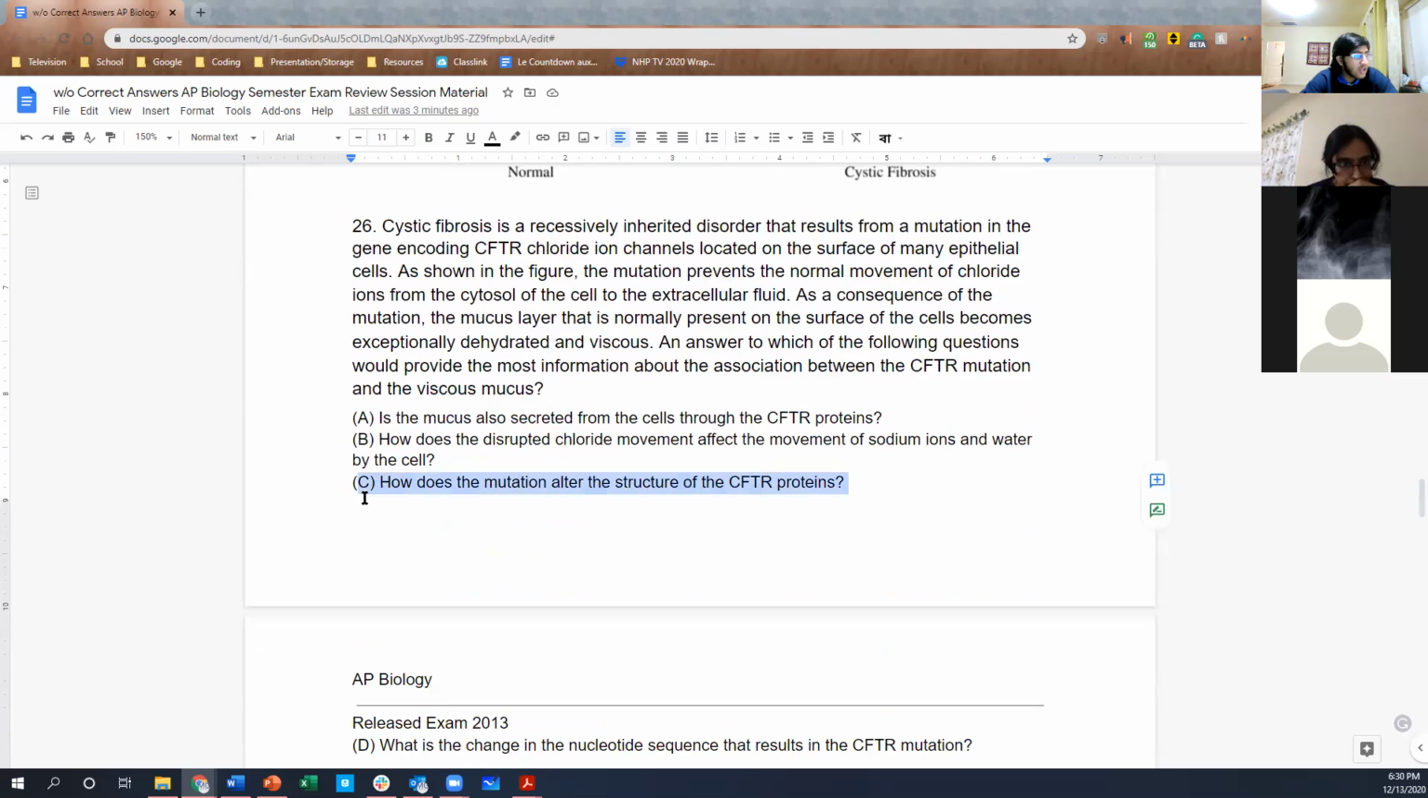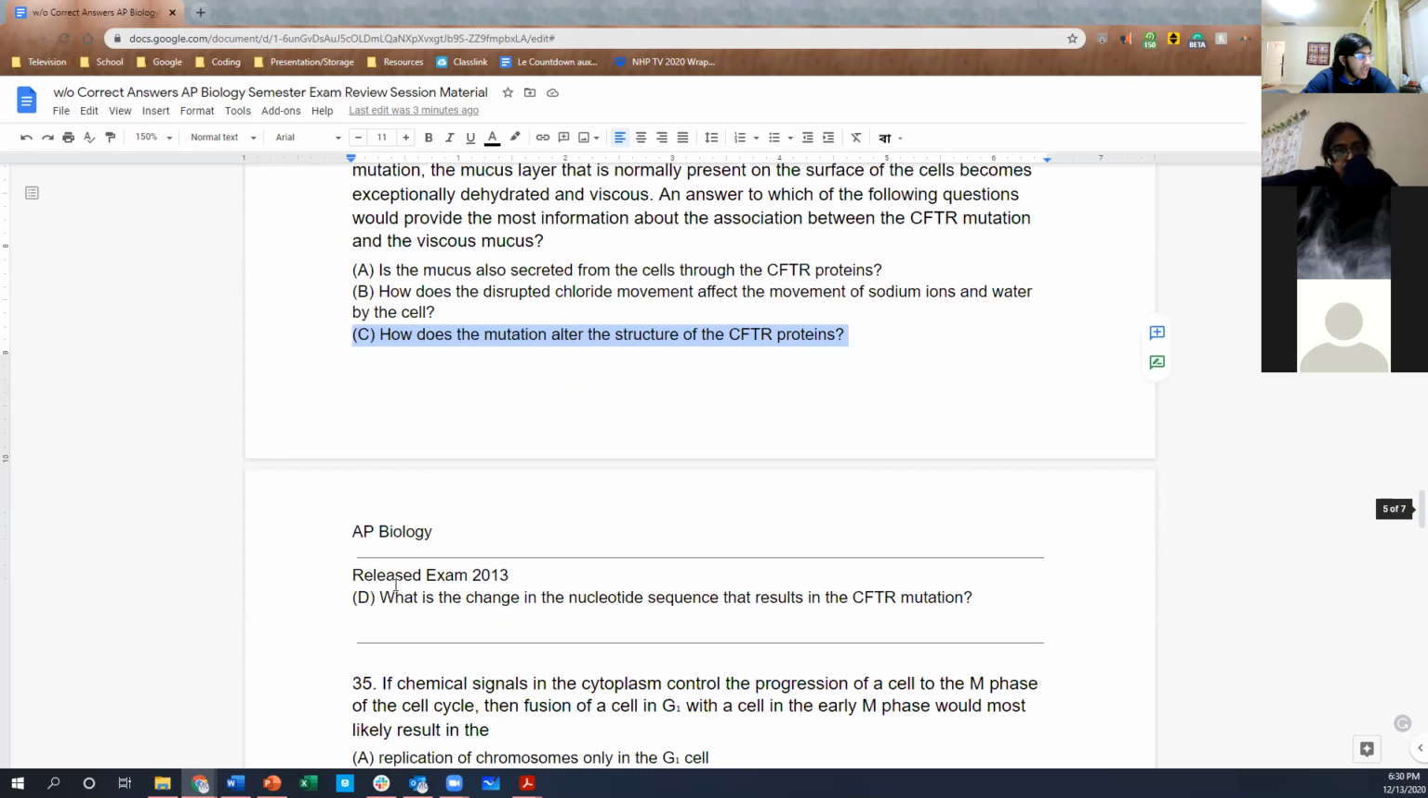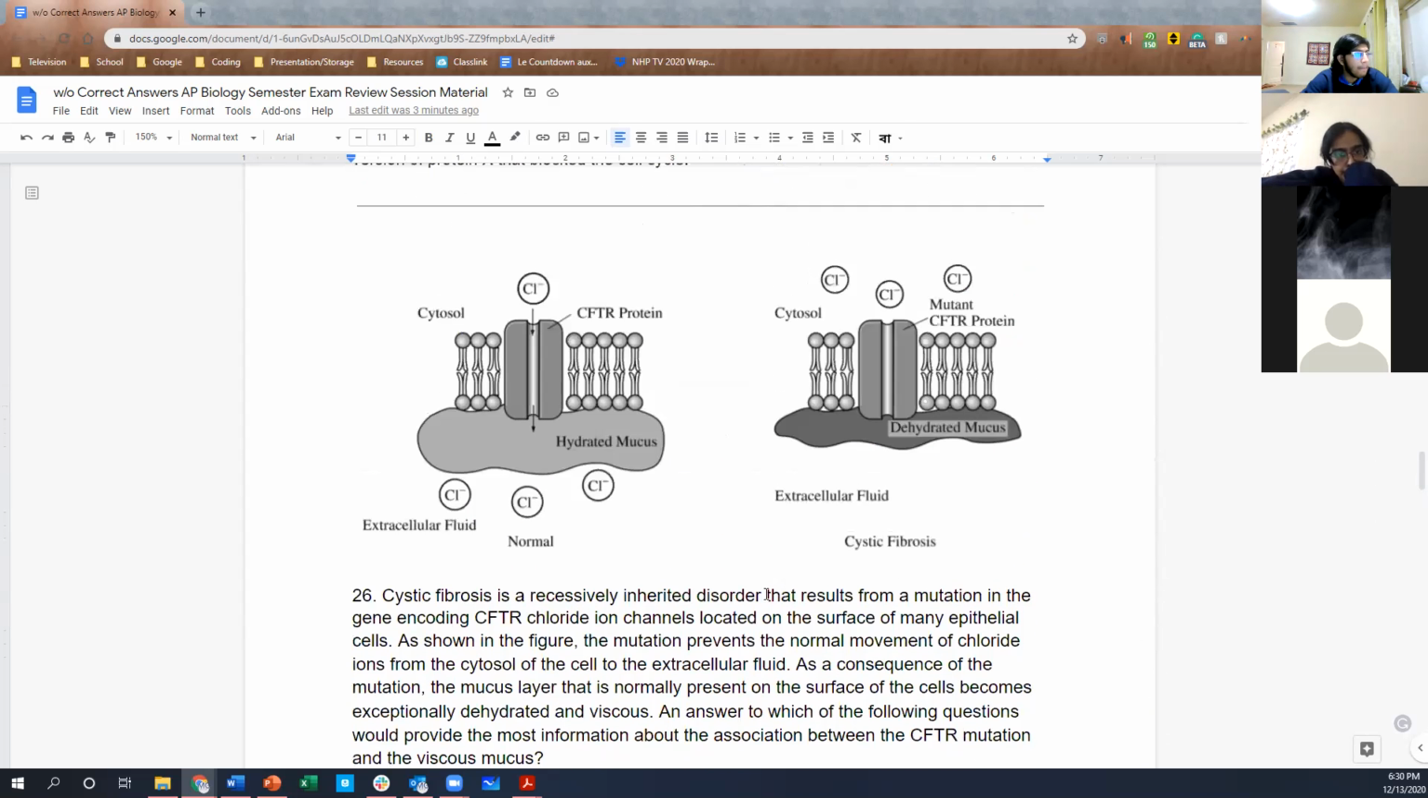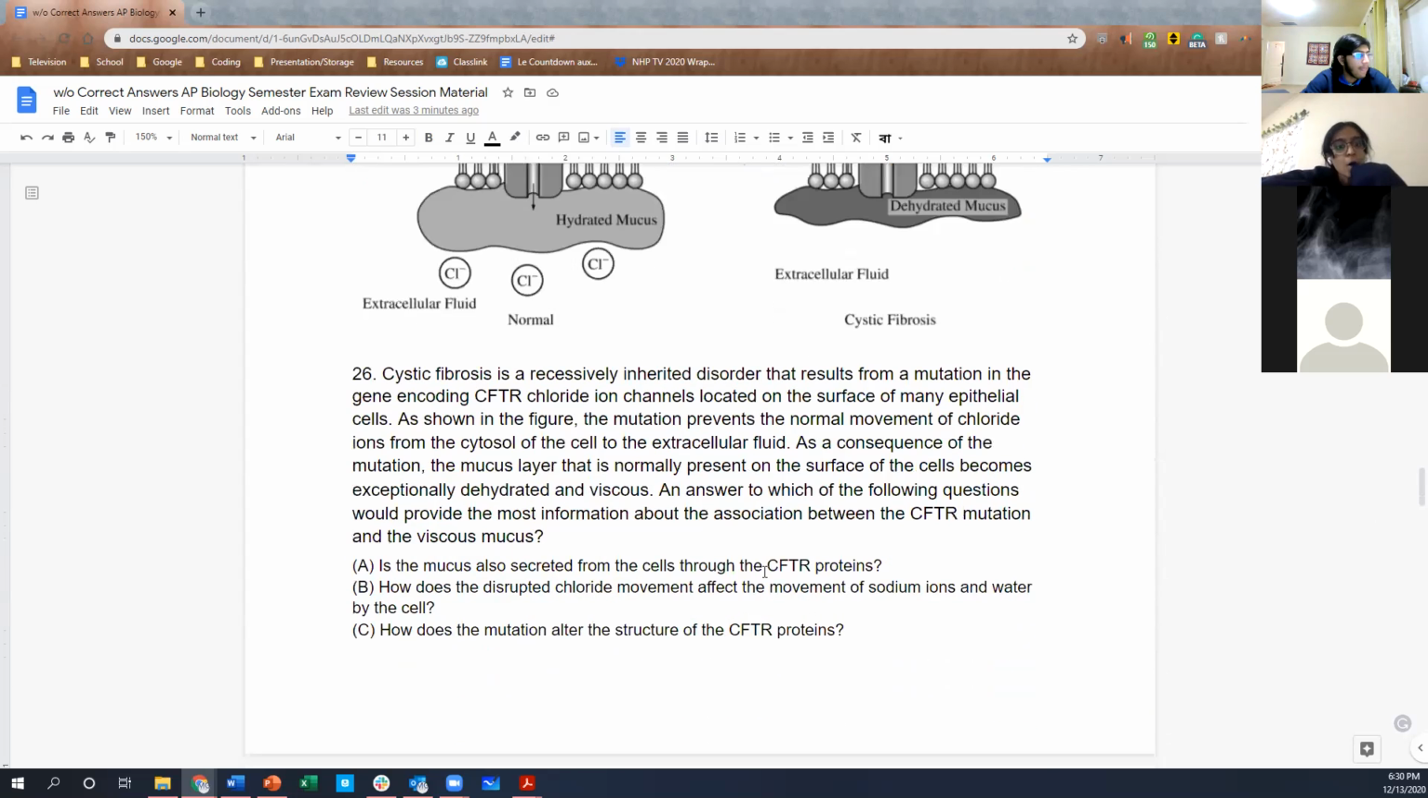It actually could be C, because we know that mutations in proteins lead to a different structure. So it could be C. And D, what is the change in the nucleotide sequence that results in the CFTR mutation? Oh wait, I think it is C, because based on its structure, that's what permits it to go through and not stay back, right? I agree. I think it would be C. Let me look at the answer key. Oh, it's actually B.